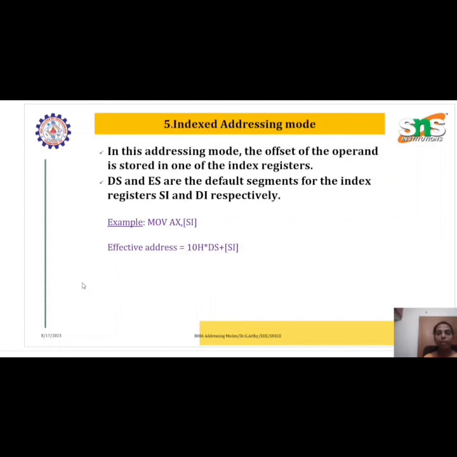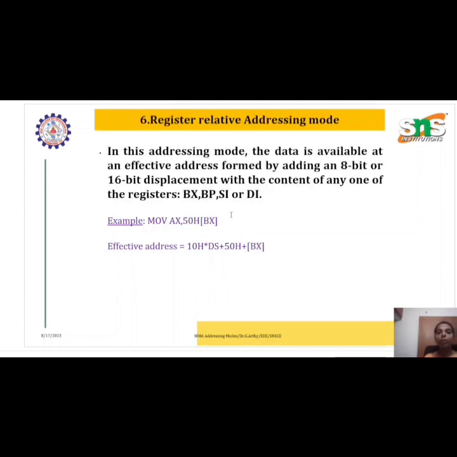Next is indexed addressing mode. In indexed addressing mode, the index register forms a part of the instruction. The offset of the operand is stored in one of the index registers. DS and ES, that is the data segment register and extra segment register, are the default segment registers when we are using index registers. So index registers are mentioned in the instruction in the case of indexed addressing mode.